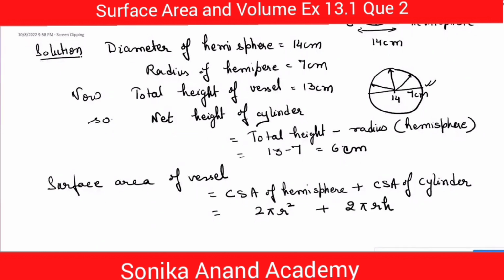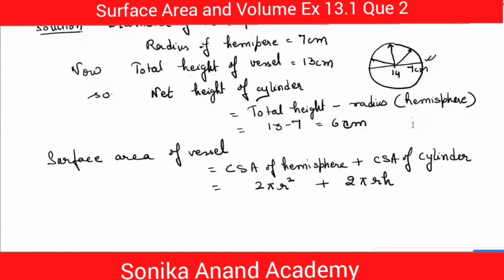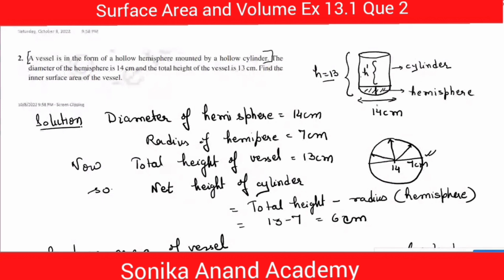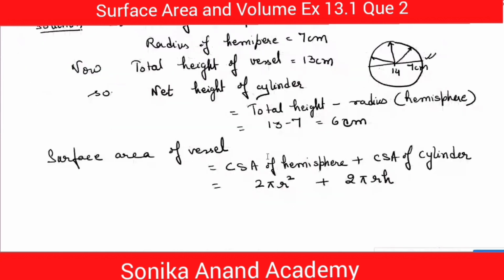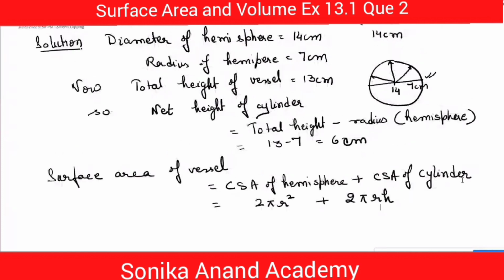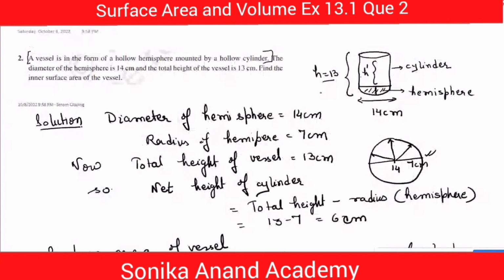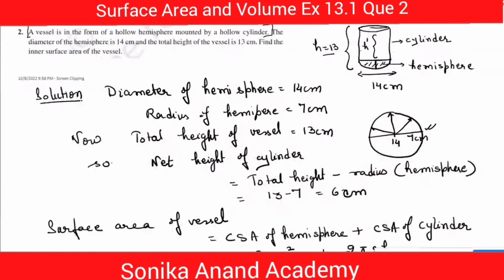Now if in this figure you consider, for the hemisphere we have the formula 2 pi r square. Radius of the hemisphere is 7 centimeter. Now for the cylinder we know the height, that is 6 centimeter. Now what is the radius of cylinder? So radius of cylinder is same as that of the hemisphere. So you can also write over here radius of cylinder, which is equal to 7 centimeter.